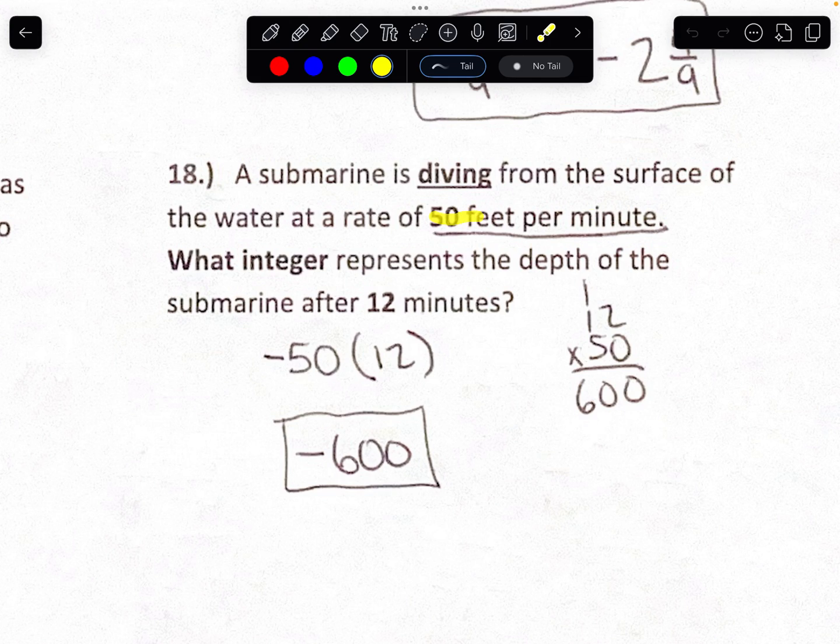Anytime we have 50 feet per minute, we want to think it's a division problem. I'm sorry, a multiplication problem. So negative 50 because we're going underwater, for how many minutes? 12 minutes. So negative 50 times 12 makes negative 600.